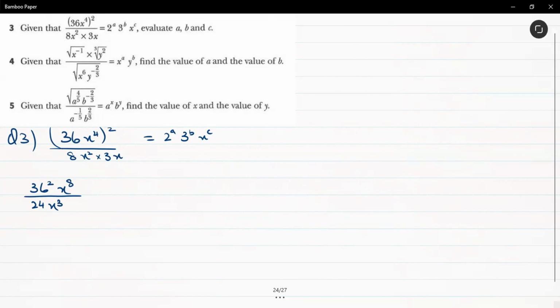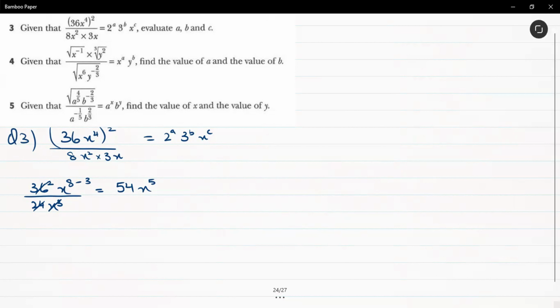I'm going to take my calculator for this one. You can solve this by yourself, but it's easier for me to use the calculator. 36 multiplied by 36 is 1,296. Divide this by 24, and we get 54. We cut this down. And what is x to the power 8 minus 3? Because it's dividing, when there are two things dividing, we just subtract the powers. So x to the power 8 minus 3 is equal to 5.